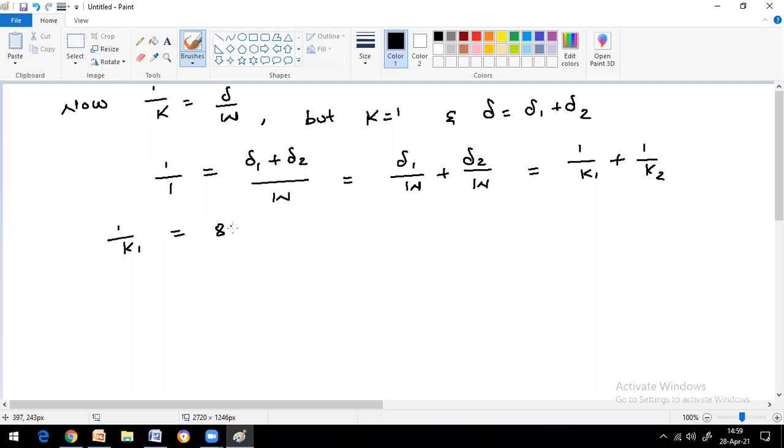1 by k1 is equal to 8 D cube into N by capital N d1 power 4. See, if you see the previous formula, which I wrote, 1 by k as 8 D cube into N by capital N d power 4. Here I am writing 1 by k1. For the first spring, what will be the diameter of the spring? It is d1. Substitute all the values. 8 into what is the diameter of the coil? What is the diameter of the coil? It is given as 20 mm, the mean diameter.